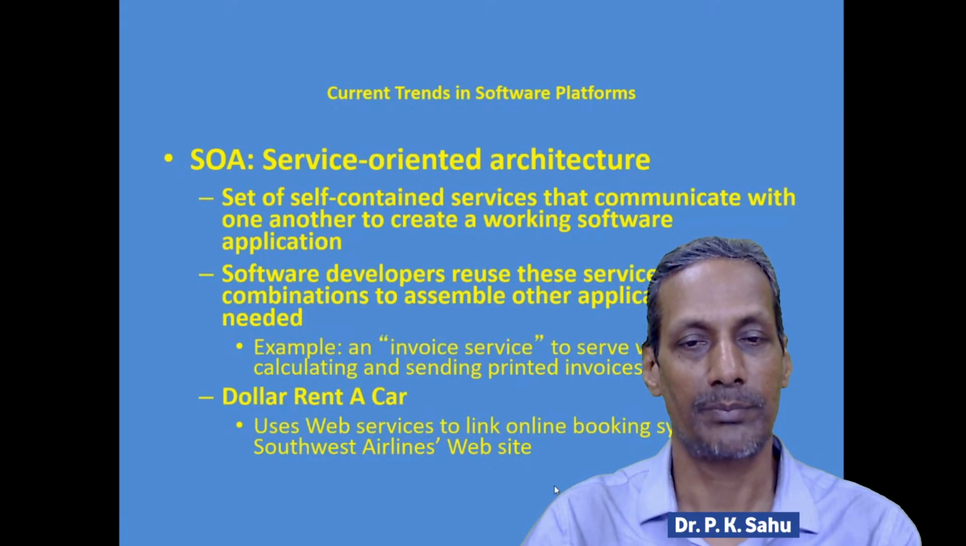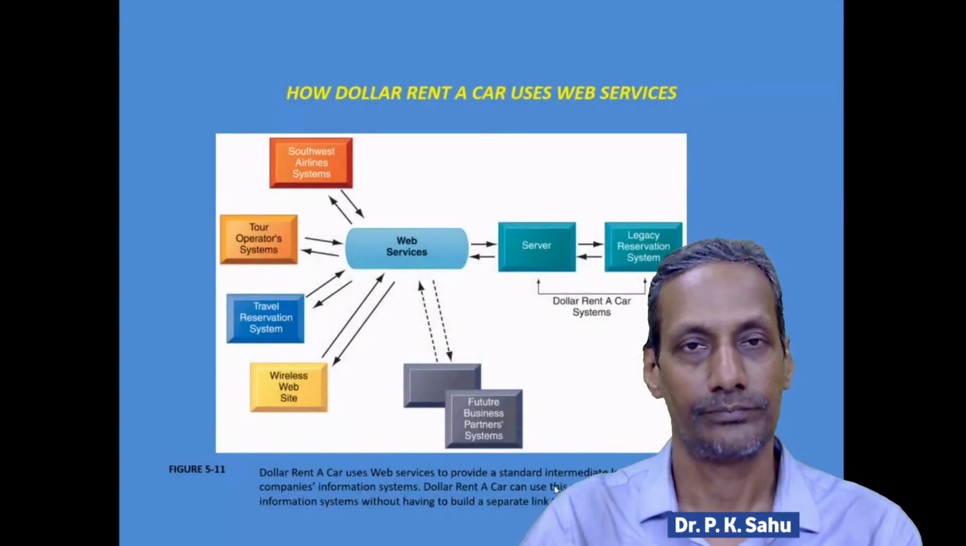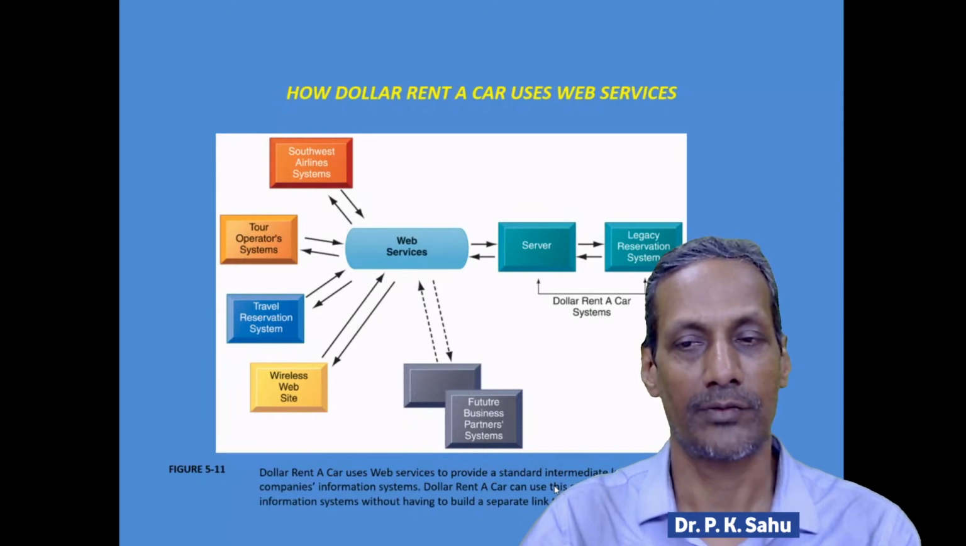this firm uses web services to link online booking systems with the airline's website. This diagram shows how these are linked, how this company uses web services to provide a standard intermediate layer of software to talk to other companies' information systems. It can use this set of web services to link to other companies' information systems without having to build a separate link to each firm's system.